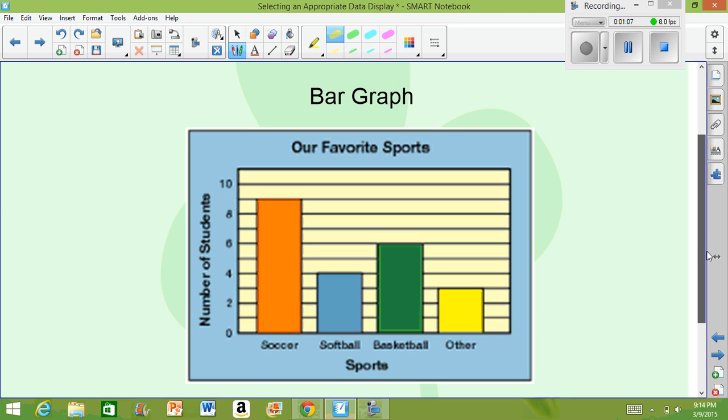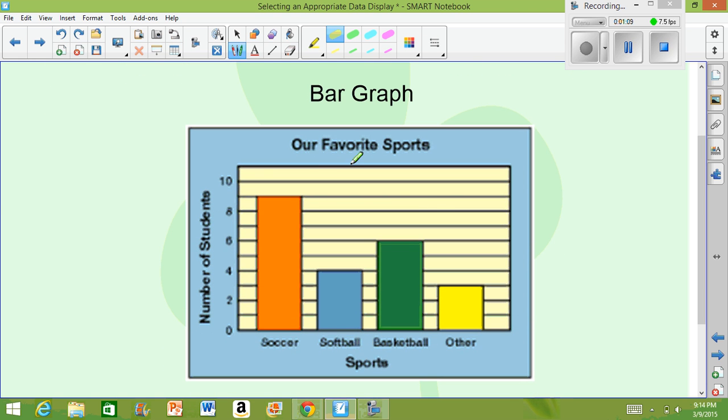So if we have a look at the example, we have a bar graph of our favorite sports. Each bar represents a different category. So the first bar represents soccer, then we have softball, basketball, and other. So we have our categories as the different sports and the number of students for each sport.